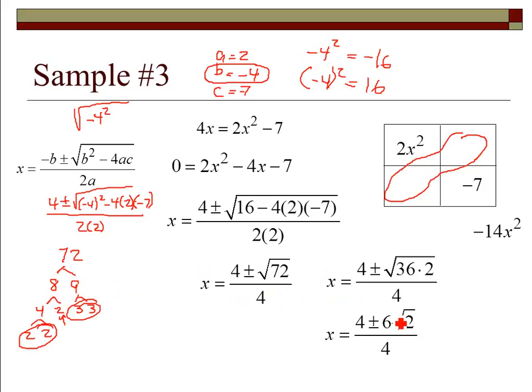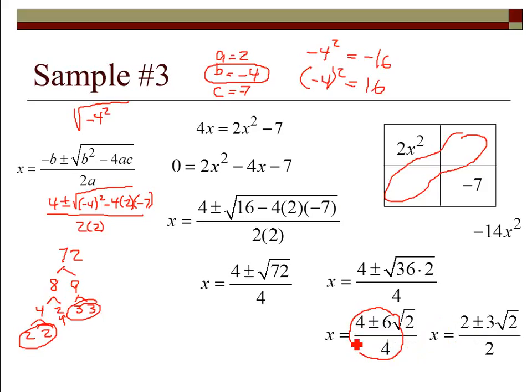Now, I've got to reduce this. I can reduce numbers with numbers, square roots with square roots. But look at all 3 of these and see something that will go into all of those. 2 goes into all those terms, so I'm going to divide them all by 2. And I get 2 plus or minus 3 root 2 over 2.